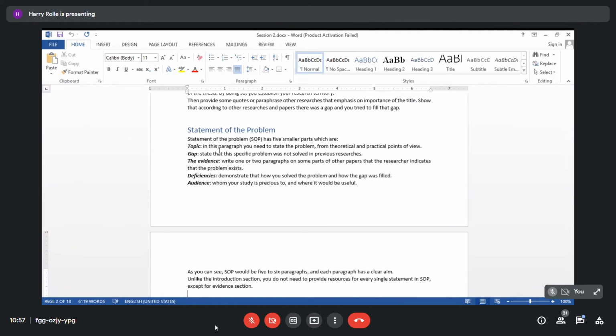When we talk about theoretical point of view, ano ba yung nasusulat or mga connected to your topic? Kung ito ay tungkol sa IoT, if it is about artificial intelligence, how does artificial intelligence work? So you need to give us the theory that you use in order to prove or to expand your research. And then, sabi ko nga yung gaps natin, this states that a specific problem was not solved in the previous researches. Then, the evidence: write 1 or 2 paragraphs or some part of the other papers that indicates that the problem exists.